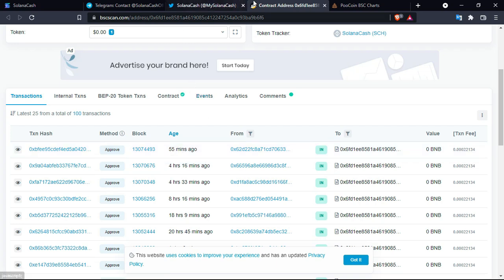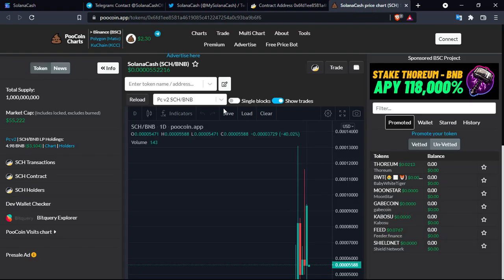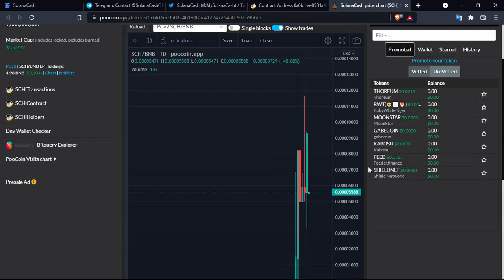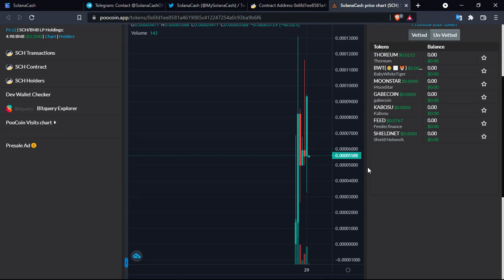And now let's take a look at the PooCoin chart. The project has made a great leap. You can see it from 24 November to now, 30 November. The value of the coin has increased exponentially, as you can see.